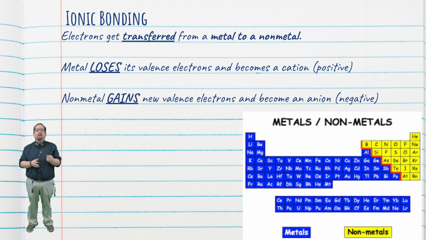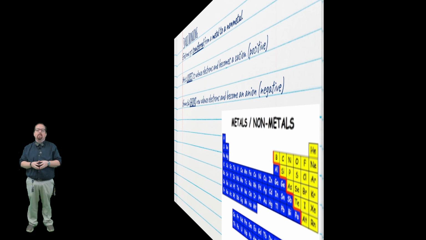An important thing to note is that atoms don't just gain or lose electrons willy-nilly. These electrons don't just go away or come from nowhere. They get transferred from one atom to another. In fact, these electrons get transferred from a metal to a nonmetal. Metals give up their valence electrons and become cations. Nonmetals gain those valence electrons and become anions.